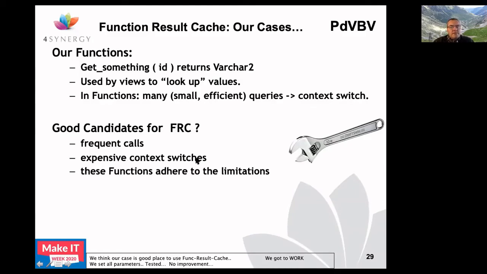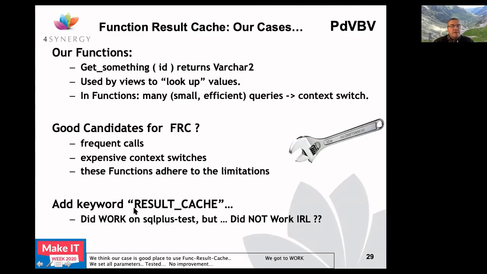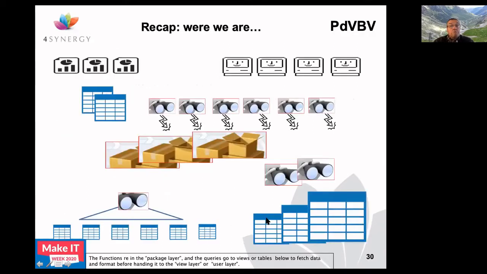Frequent calls, expensive switches. If you can eliminate the call totally, you don't have the context switch in the function. So our functions fit the bill, so to speak. Add the keyword. It works on every SQL*Plus demo on SCOTT EMP DEPT, and it didn't work on our system. What's happening?